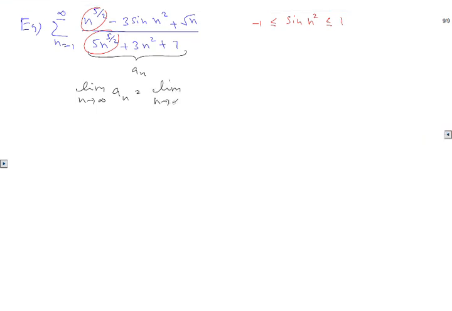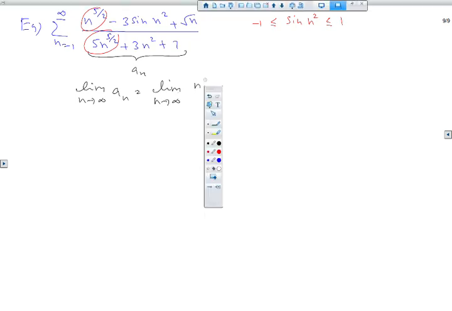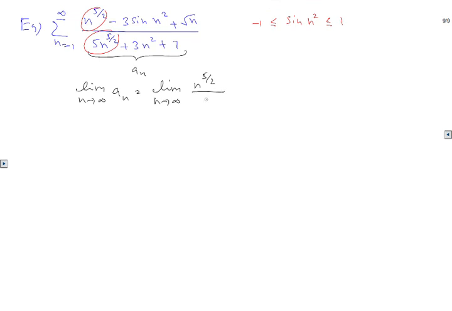So we only need to worry about the dominating terms. It is n to the pi halves divided by 5 n to the pi halves, so they're going to cancel out. You're going to get 1/5, which is not equal to 0. This implies that the series sigma a_n diverges by the nth term test for divergence. Good, very simple, you can see.